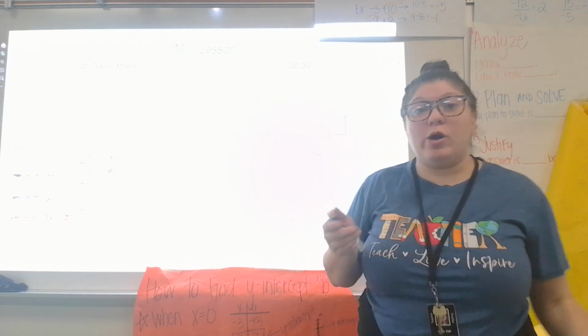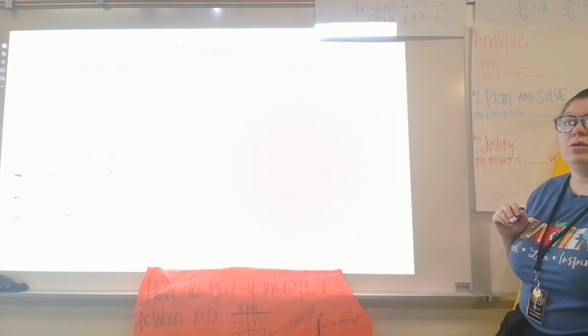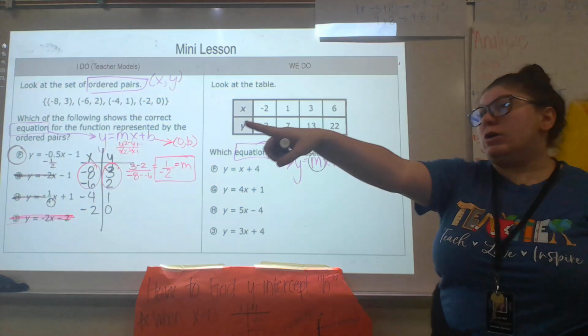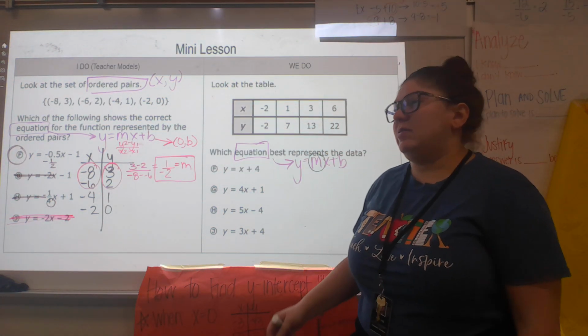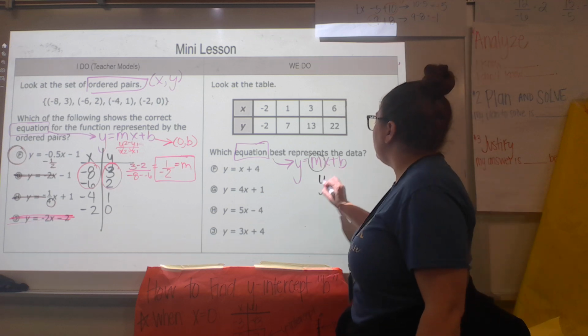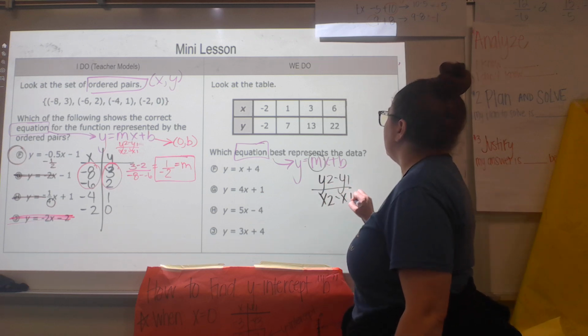Turn and talk to your partner. What is my formula for slope? Go. Okay, go ahead and tell me what's my formula. Nice. So we have y2 minus y1 over x2 minus x1.